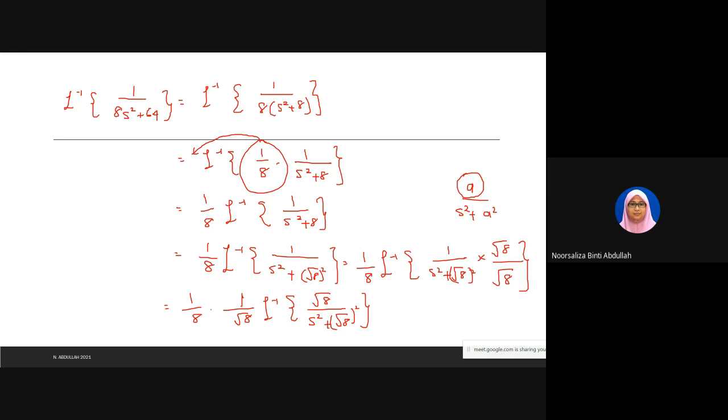Okay. So now you can use this one is actually equals to 1 over 8 times 1 over square root 8, which is actually 1 over 8 to the power of 3/2. Sin square root 8t.